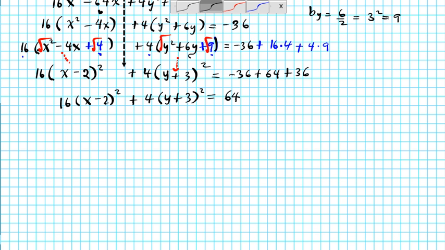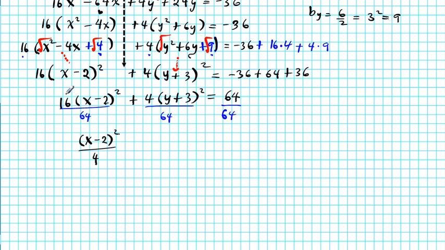So what I'll do is I'll divide both sides by 64. The reason I'm doing that is I want my equation to be equal to 1. Alright? So let's work this out. On the left side, 16 goes into 64 4 times. So we're going to have x minus 2 square over 4, because 16 goes here once, and then 16 goes here 4 times.